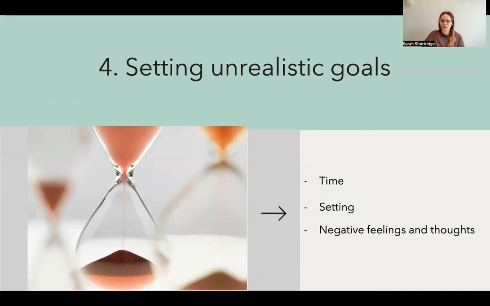Number 4 is setting unrealistic goals. So, someone that has performance anxiety, when they aren't able to achieve the goals that they had set in time or in a context that they had chosen, might have negative feelings and thoughts towards themselves. So, for example, they might be feeling like a fraud. They might ask themselves why they couldn't achieve their goals and what is wrong with them. So when we look at it, we can see that the goal that they had chosen was really just unrealistic.